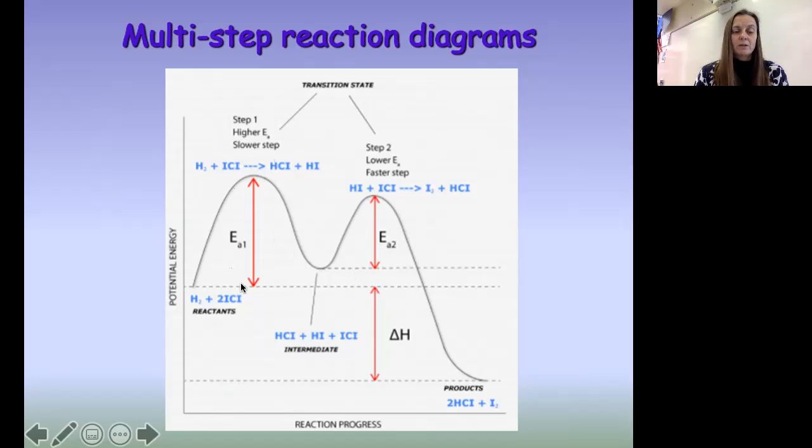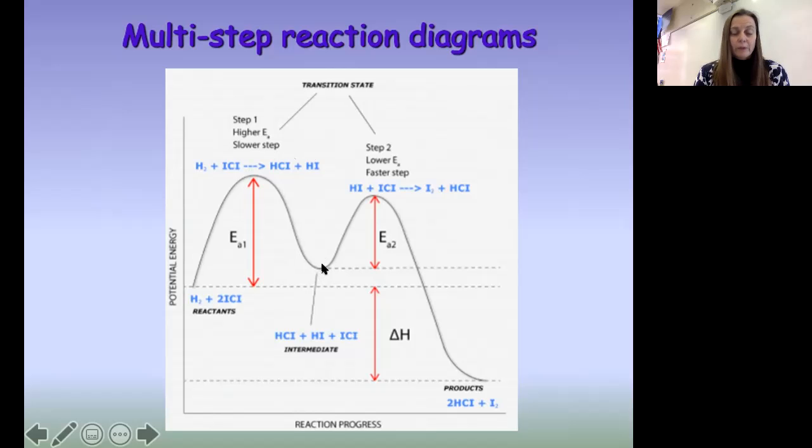So when we start talking about reaction mechanisms, we'll come back to the idea of higher activation energy being the slower step and therefore the rate determining step. So here we have a transition state. Now we've formed a new product. We have this HCl and we have HI. And these are our intermediates, okay?